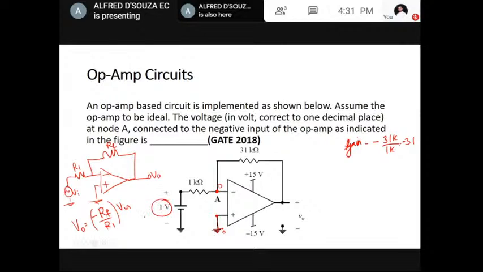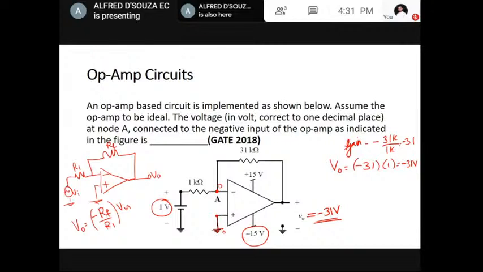So input is 1 volt. So what should be the output? Minus 31 times input, which is minus 31 volt. So output required is minus 31 volt. But wait a minute, check with the positive and negative voltage supplies. See, at the max, the voltage can go up to minus 15 only.